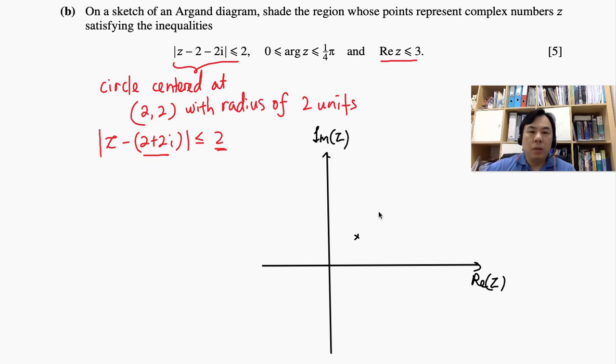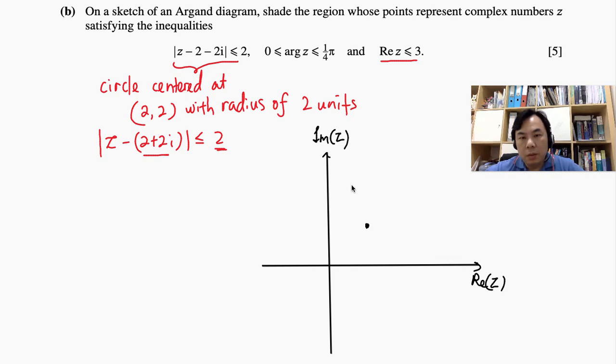Okay, hold on. Let me draw that more logically. So maybe somewhere here, for instance. This is 2, 2, and then 2 plus root 2. So it's more than that. All right. So therefore, this is actually a circle.